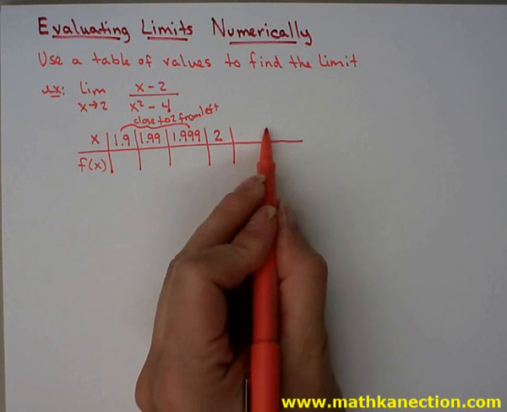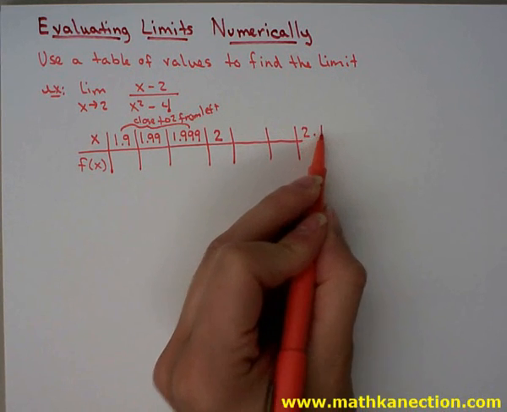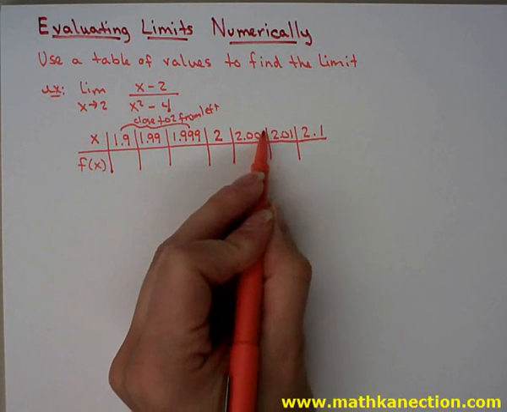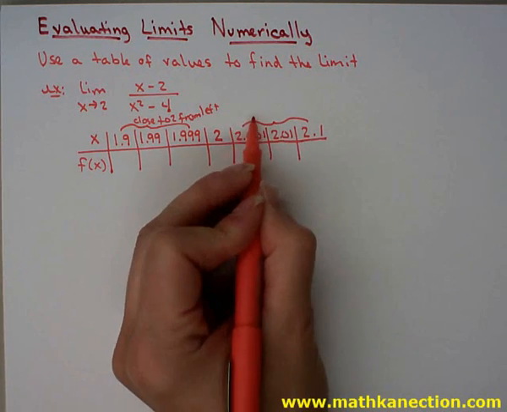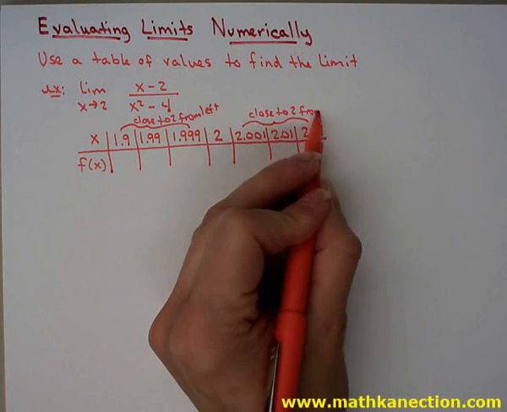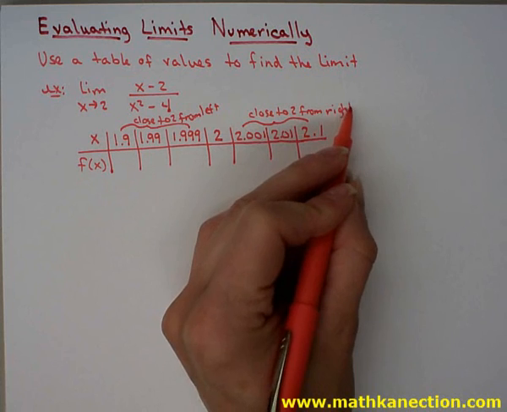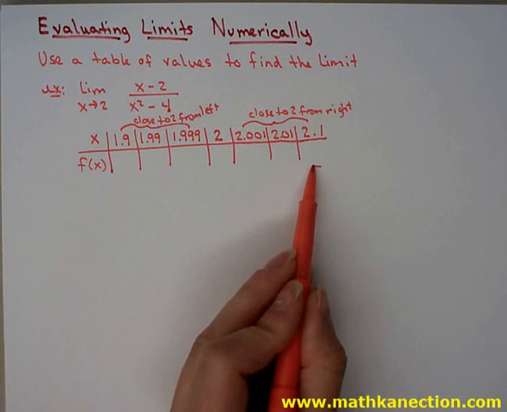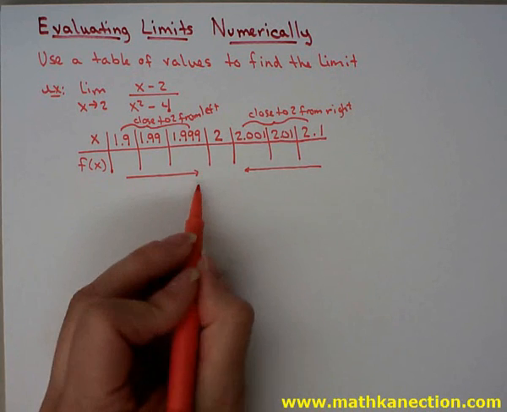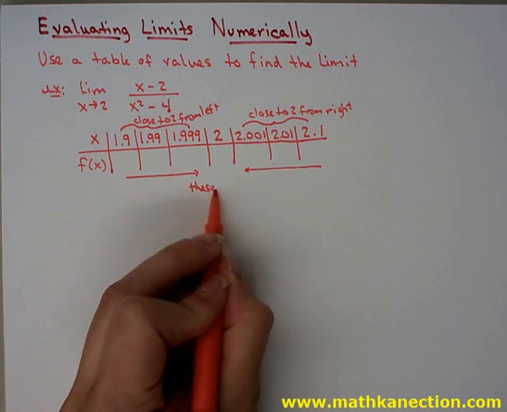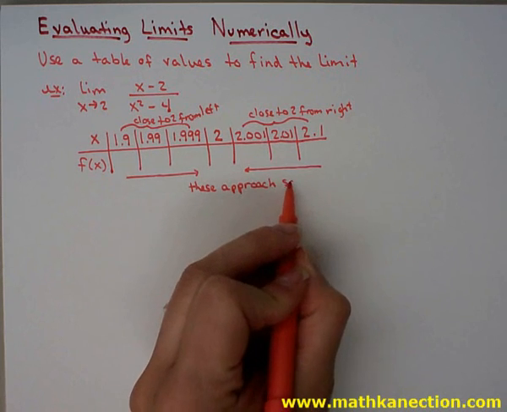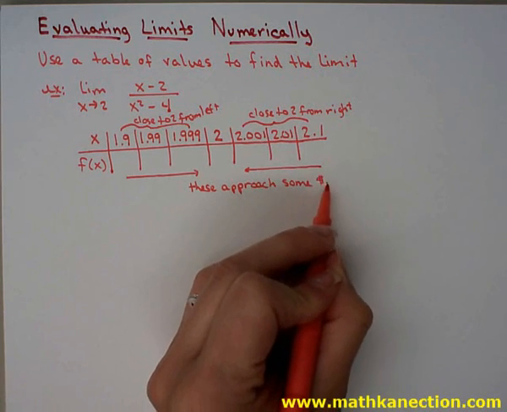Now we'll set up our table of values to come close to 2 from the right side, which would be 2.1. Even closer would be 2.01, and 2.001 would be even closer. So these three values represent coming close to 2 from the right side. As we look at our table of values, you can see we'll be coming from the right side and coming from the left side of 2 to figure out what our limit is going to approach. So these y values should be approaching some limit number. We'll call that limit number L.